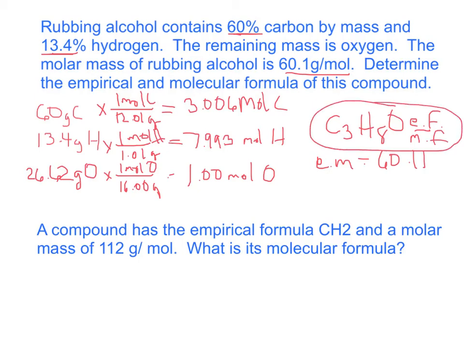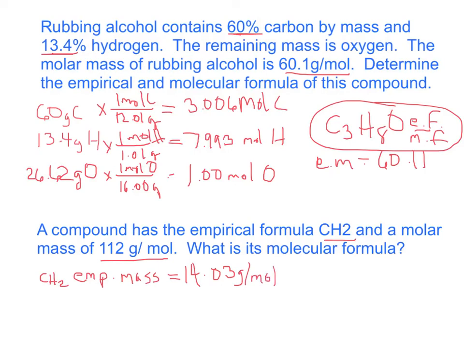All right, and then this last example here, we have a compound with the empirical formula CH2 and a molar mass of 112 grams per mole. They want to know the molecular formula. So the first thing you do is you take CH2, you find its empirical mass, which happens to be 14.03. And that's not the same as 112, so we know there's going to have to be some additional math.